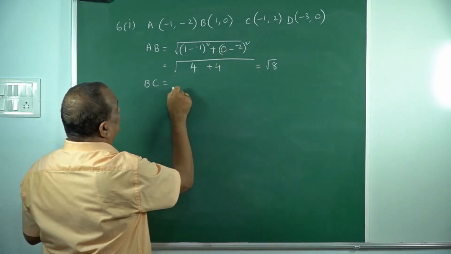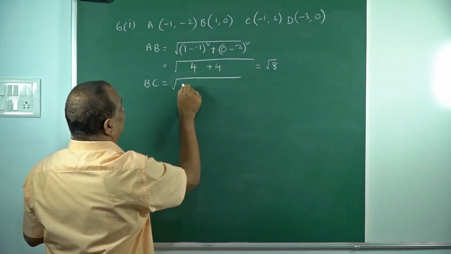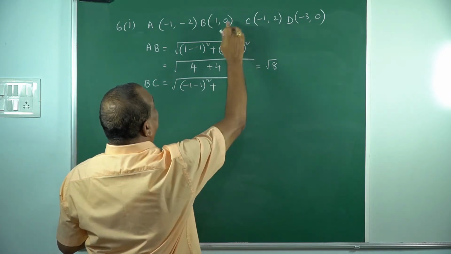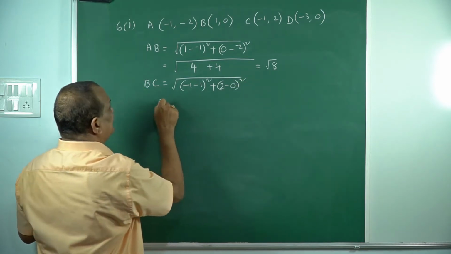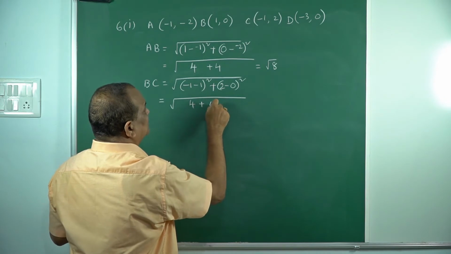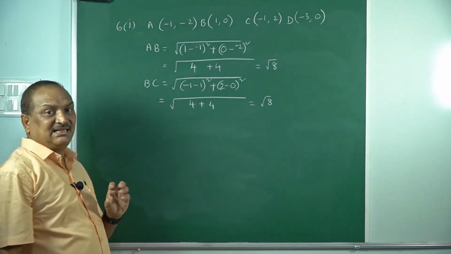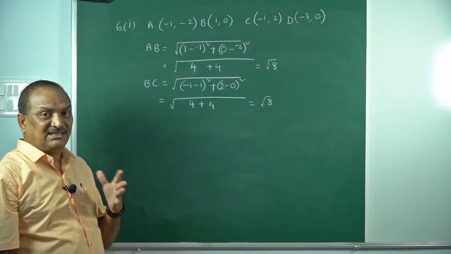BC is equal to under root minus 1 whole square, and (2 minus 0) whole square. Exactly the same we are getting, that this minus 2 squared is 4 and 2 squared also is 4. My answer is again root over 8. So AB and BC, which are adjacent sides of the quadrilateral, are not giving me anything immediately.